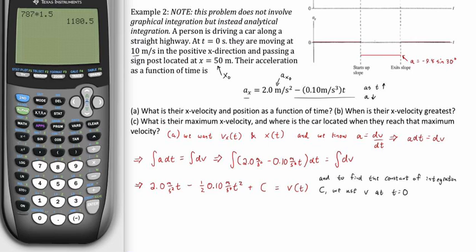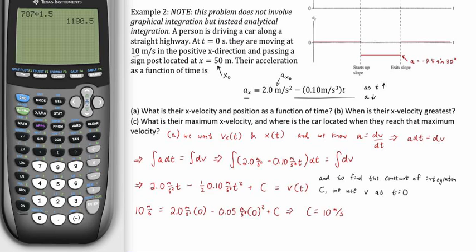We'll go ahead and put it on the left-hand side. So I'm just going to have 10 meters per second. Okay, and that was at t equals 0. So what does that look like? Well, that's just going to be 2.0 meters per second squared times 0 minus 1/2. And here I'll clean this up and write it as, rather than 1/2 times 0.1, we'll just write it as 0.05 meters per second cubed times 0 squared plus c. So then that tells us that c is going to be 10 meters per second.